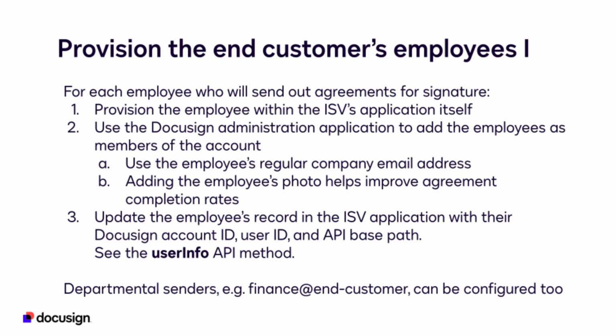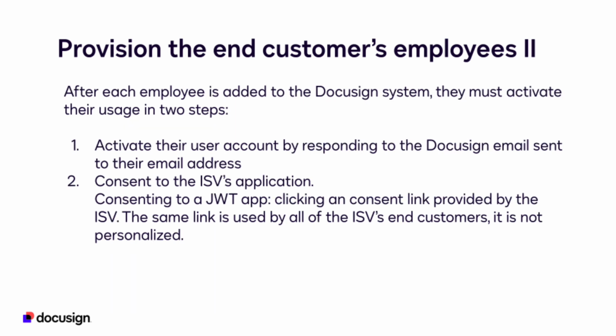You can also configure departmental users such as finance at the end customer's domain. Remember that the email address must work for receiving emails. And number 3, update the user record in your application to record the Docusign account ID and user ID for the person you just added. Remember that both of those are needed to use the JWT authentication.